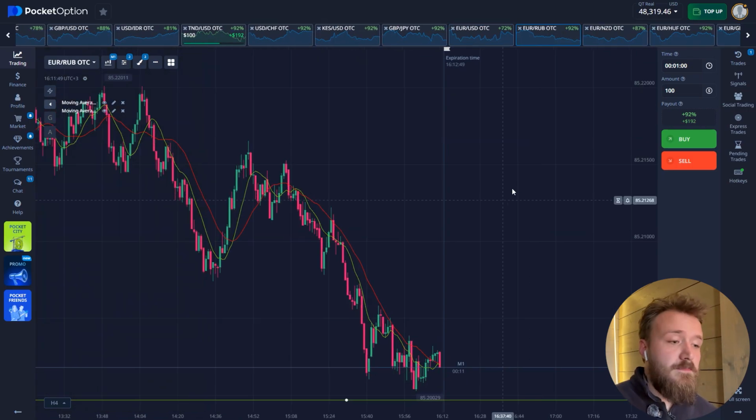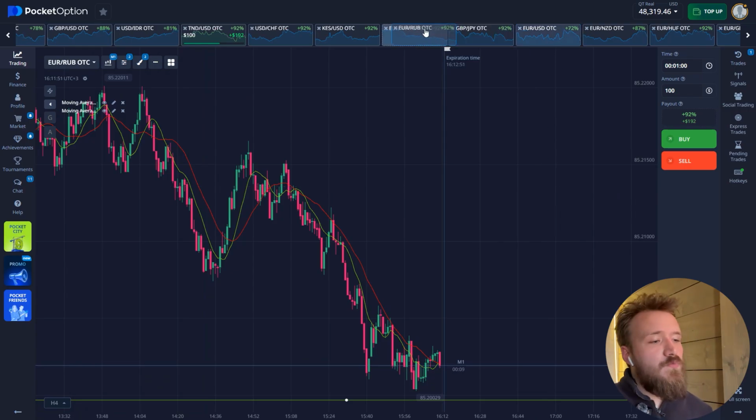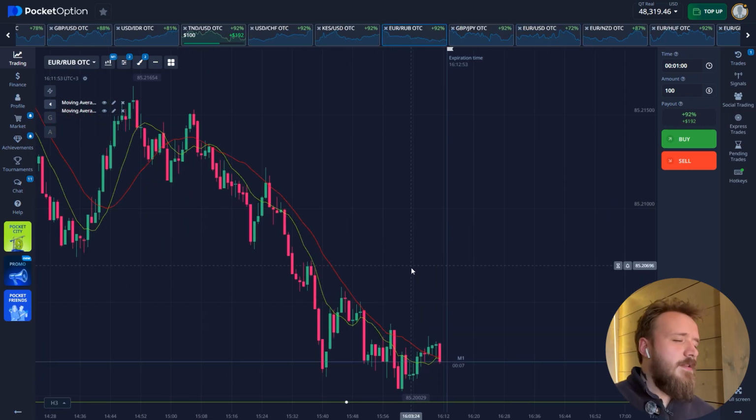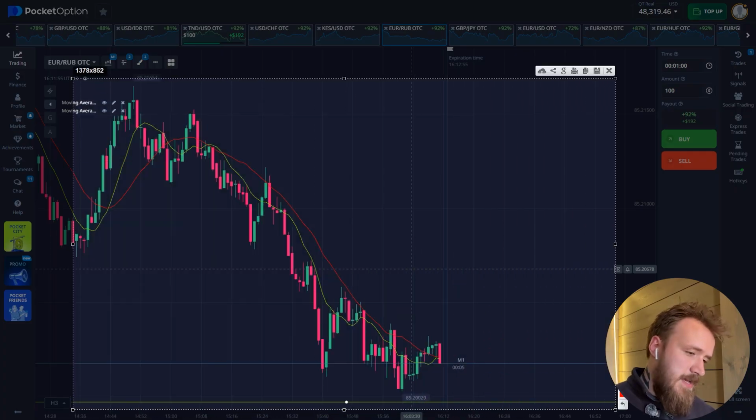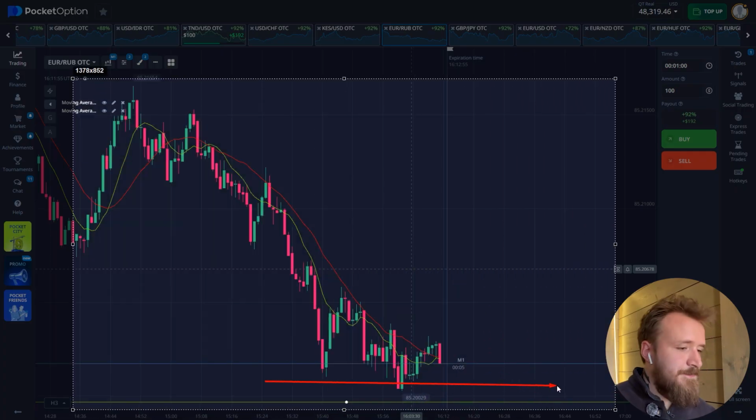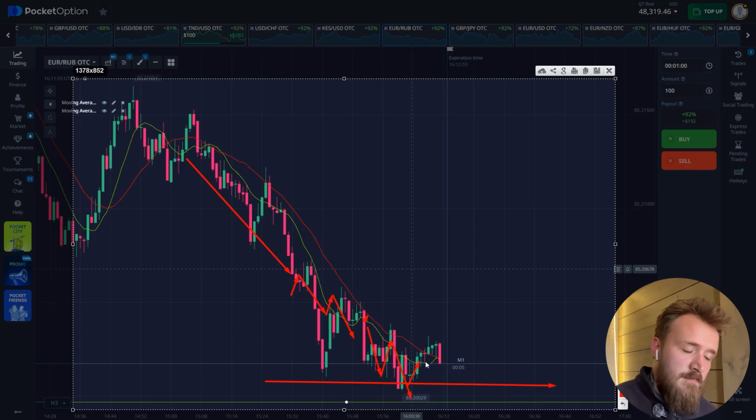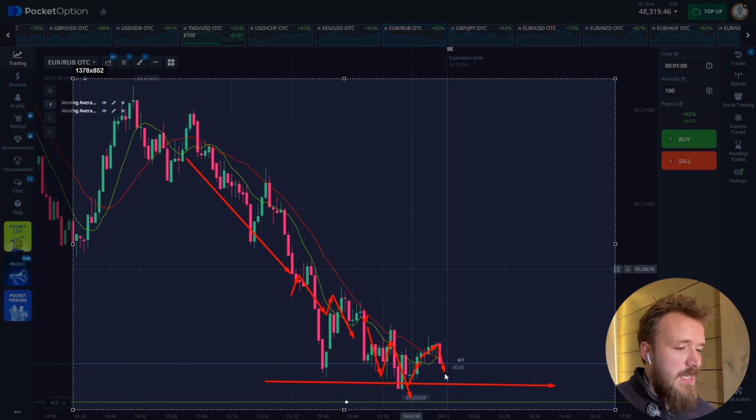Look here, Euro and Russian ruble currency pair. The price is at the minimum. The level is around here. The trend was downward with pullbacks. Right now, movement upward, pullback. After the pullback, most likely the trend will continue again.